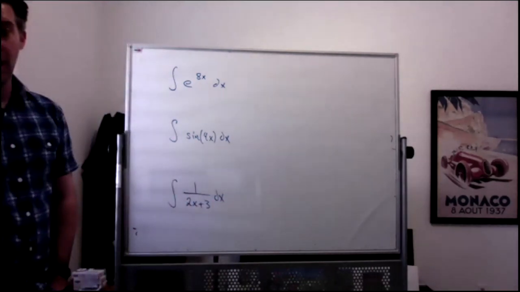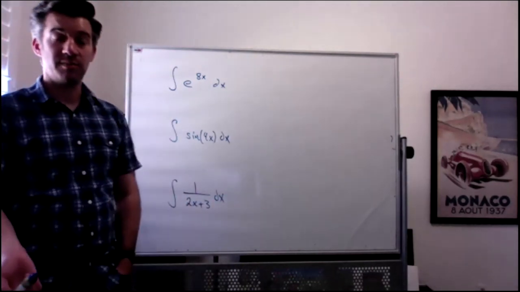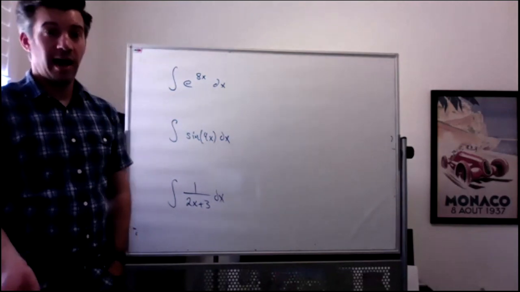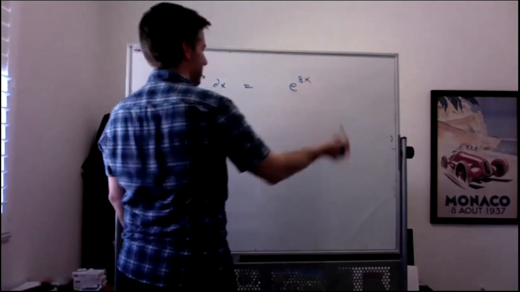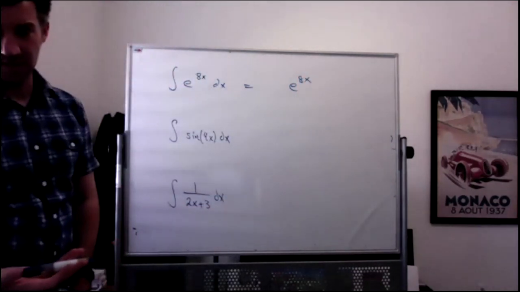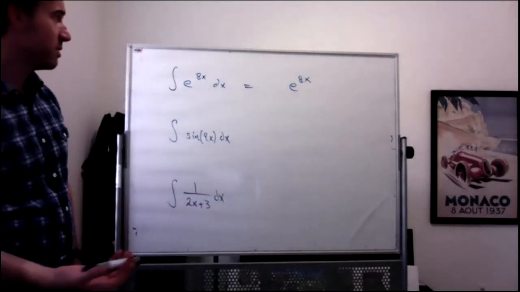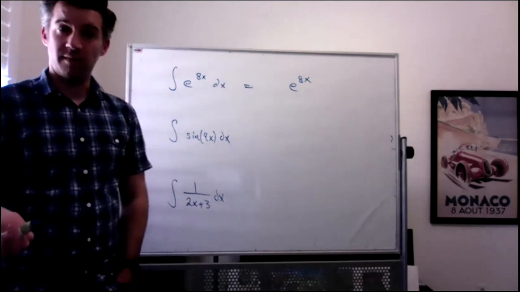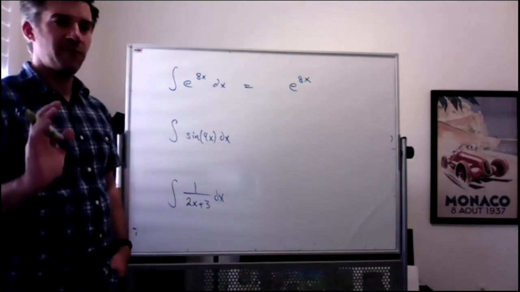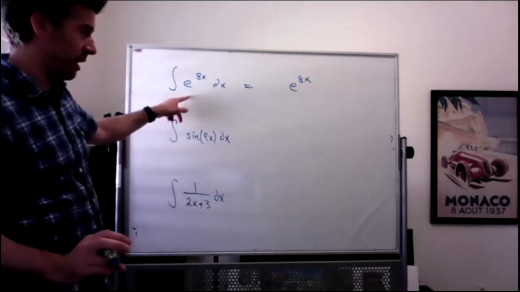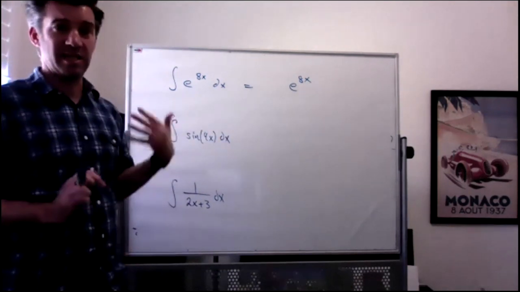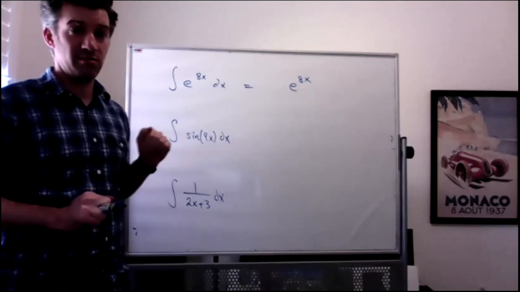Okay, I know the integral of e to the x is e to the x. I know the integral of e to the 8x is e to the 8x times some constant. Here's what I think about. If I differentiated, not integrated, right? If I take the derivative of e to the 8x, the derivative of e to the x is e to the 8x times what?